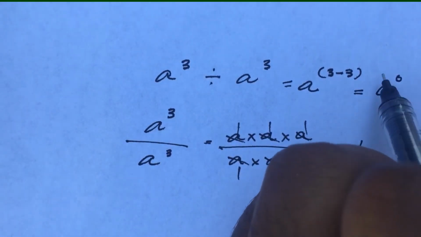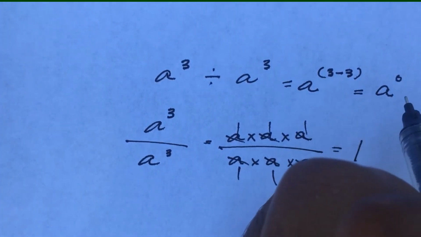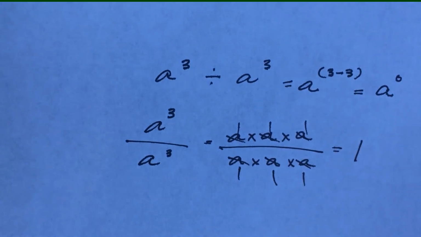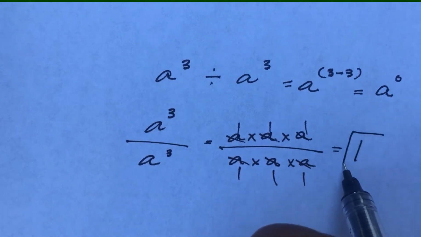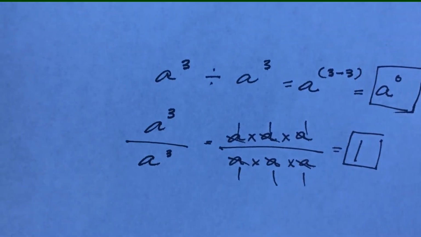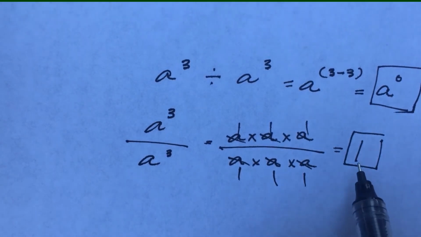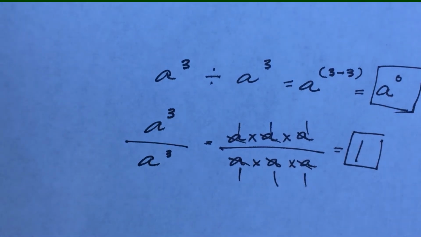So any base raised to the 0 power is equal to 1. Exactly equal to 1, no matter what the base wants to be. As long as the power is 0, it's going to equate to 1, as we can see here. As long as the index is 0, or the power is 0, your answer is going to be 1 when you evaluate it.